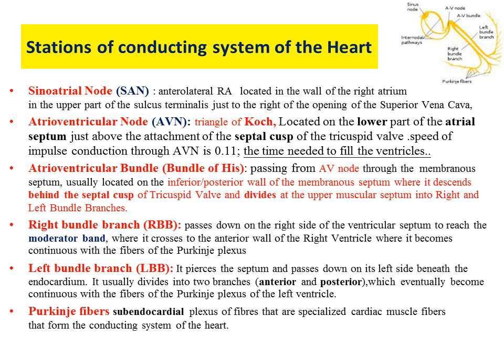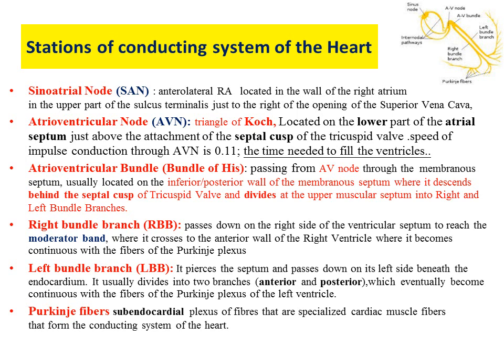The next station is the right bundle branch and the left. On the right side you have the right, and on the left side you have the left. The right bundle branch passes down on the right side of the ventricular septum to reach the moderator band, as we mentioned before, where it crosses to the anterior wall of the right ventricle, where it becomes continuous and intermingled with the fibers of the Purkinje plexus to conduct the impulses to the cardiac muscles.